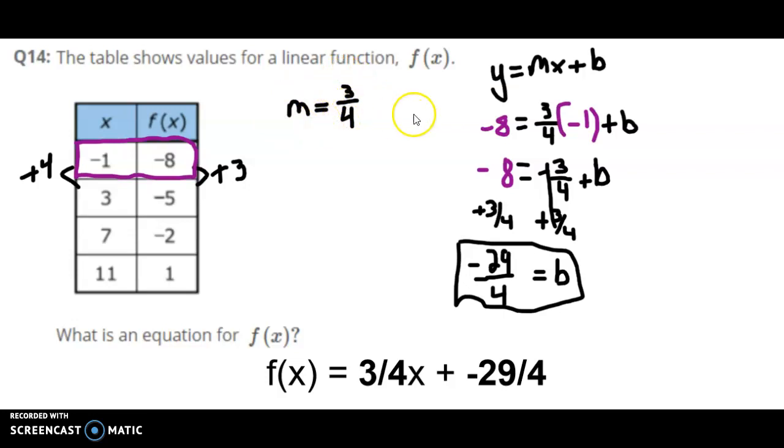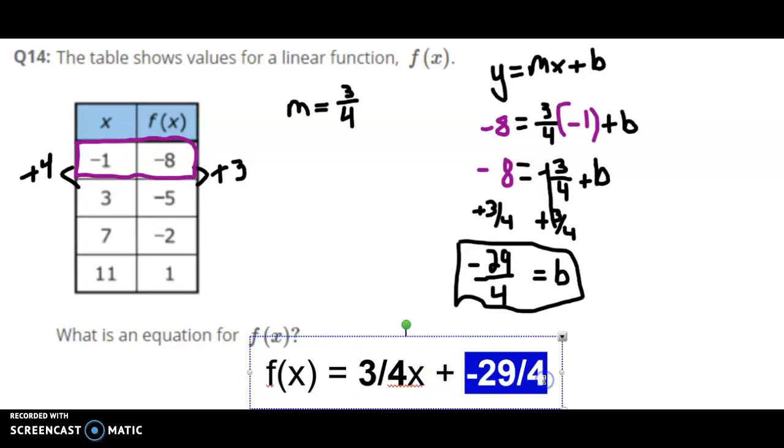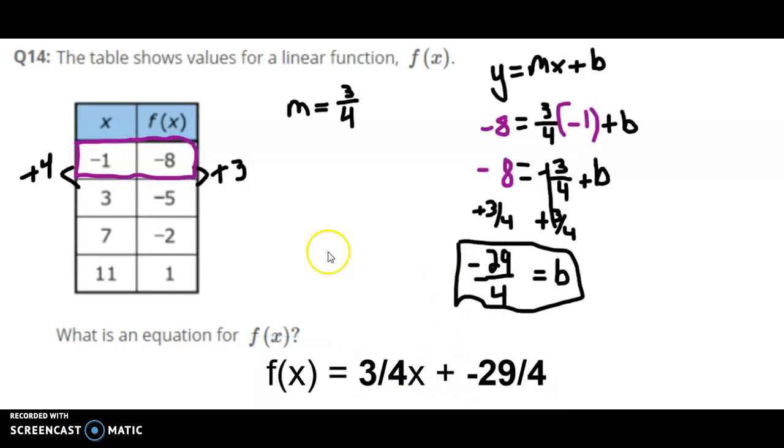So once we have the slope of 3/4, we can plug in one of the points. I'm going to choose negative 1, negative 8 into y equals mx plus b. And we get negative 8 equals 3/4 times negative 1, using this point over here, plus b. We're going to solve for b by adding 3/4 to both sides. When you do that, you get b equals negative 29 over 4. So your equation becomes f of x equals 3/4, which is the slope, x plus negative 29 over 4, which is your b, or your y-intercept.